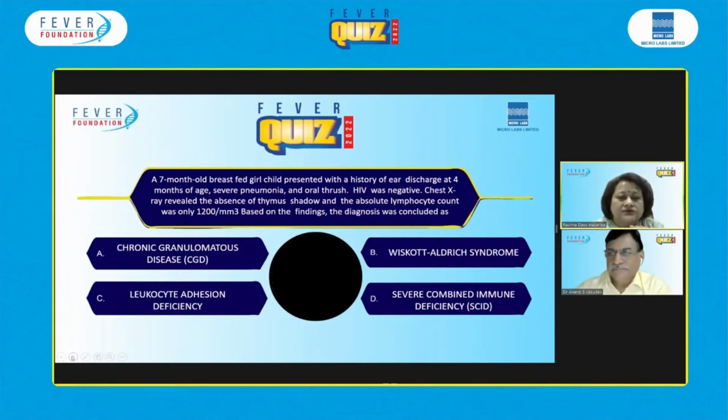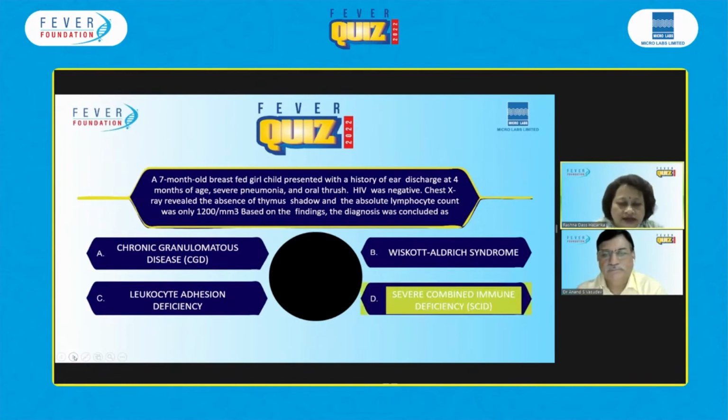So let us look at what is the correct answer. The correct answer is severe combined immunodeficiency or SCID. And if you know about SCID, you will say that this is an X-linked disorder. How come the girl child is affected? Because if it's X-linked, usually it's the males who will get the disease. But here our question says female.